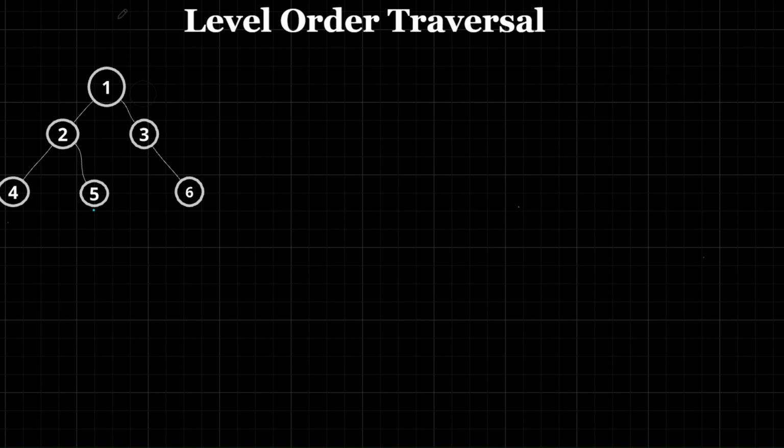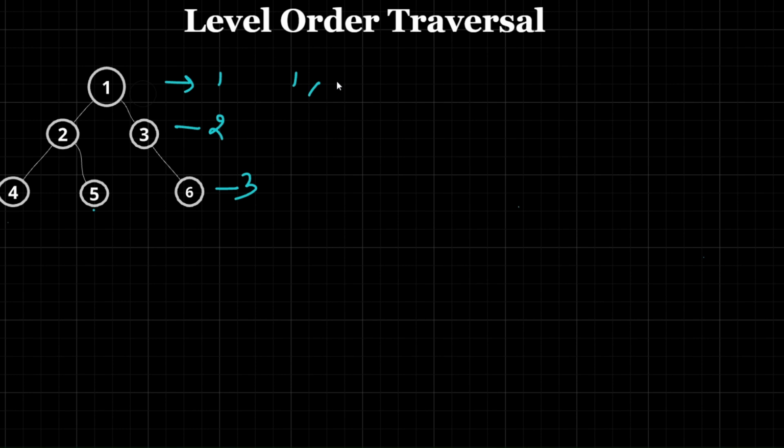Let's suppose here we have this tree. I'll take this example of this tree. Here, if you can see, let's suppose this is level 1, this is level 2 and this is level 3. So what we will do in level order traversal, we'll first cover all the nodes which belong to the same level. Here, we will first cover the node present at level 1, that is 1. Then after that we will go towards level 2.